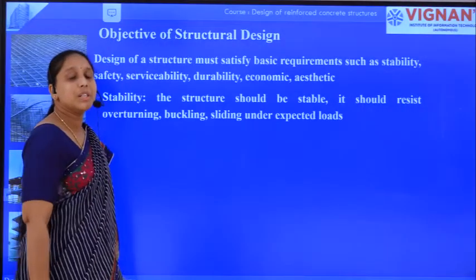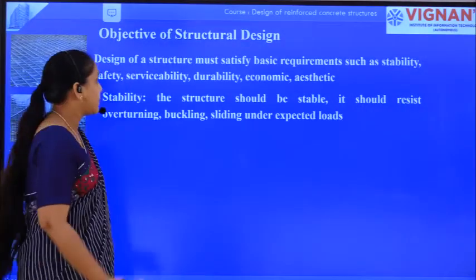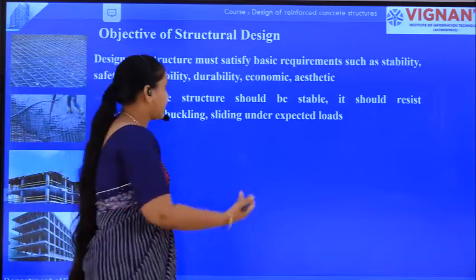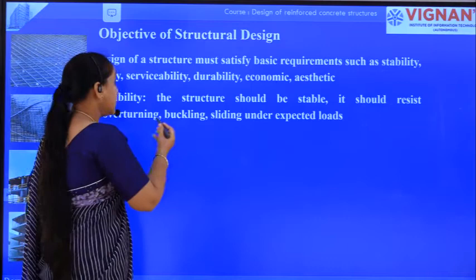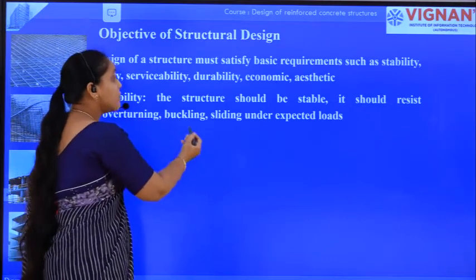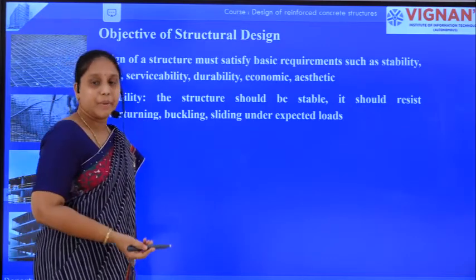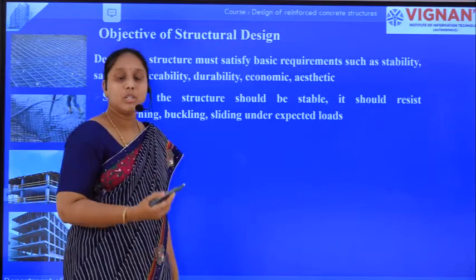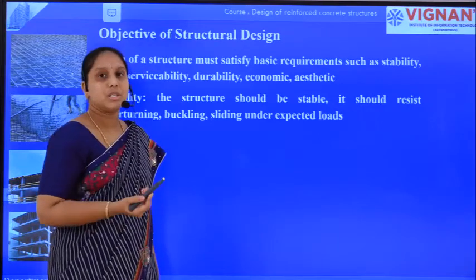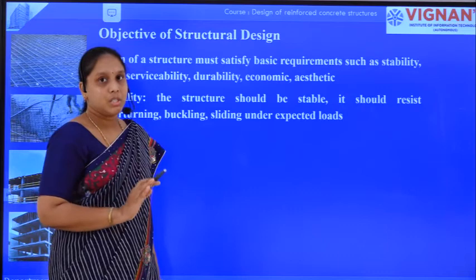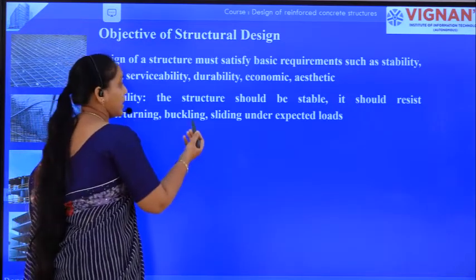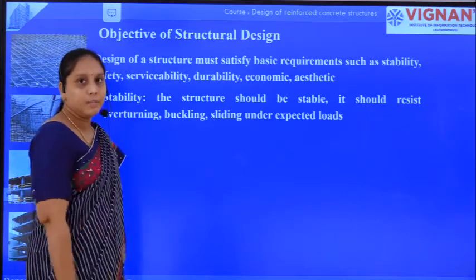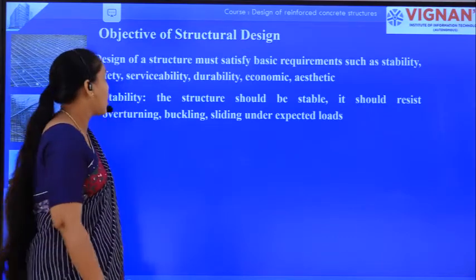So what is the first one? The first one is the stability. What we have discussed, that is, the structures should be stable, that is, it should resist overturning, buckling, and sliding under the expected load. Under the loads the structure should resist, that is, it should be stable. It should not overturn, or buckle, or slide under the loads. So that is one objective.